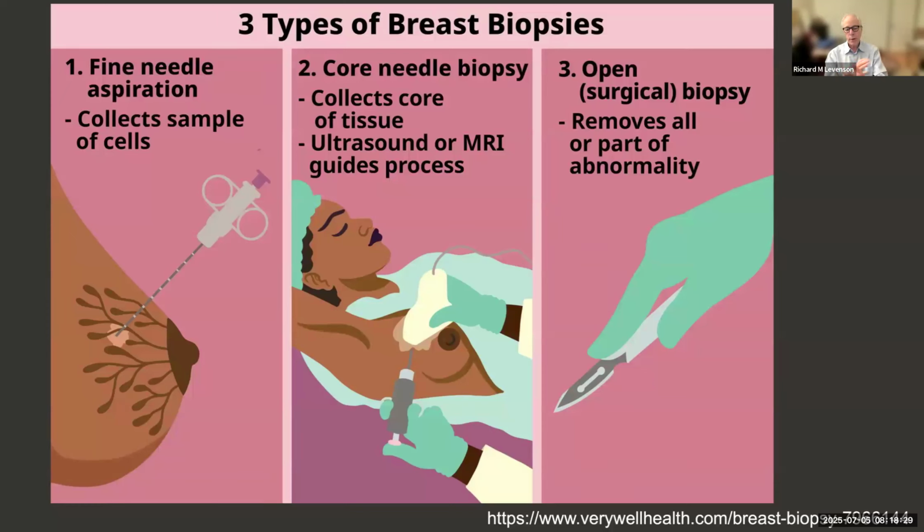And of course, on the far right, you can see a scalpel, and that's what was done until the advent of core needle biopsies. That's where you actually had to go in, open up the patient with a small incision or large incision, and actually cut out a chunk to be examined. None of these are what I would like to have done to myself, but it's better than dying from breast cancer.